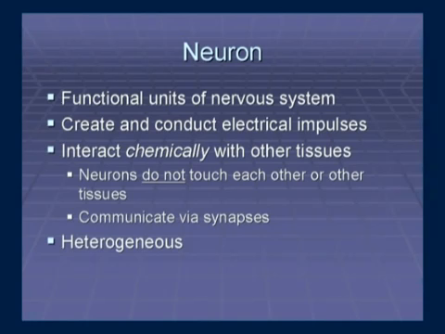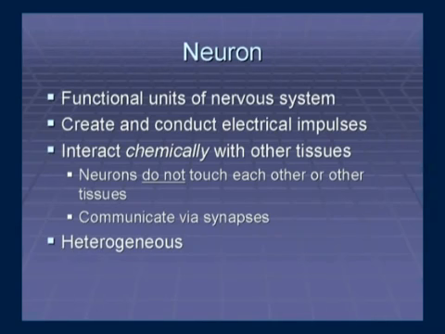Believe it or not, these neurons are not in continuity with each other. They're not touching each other at all. In fact, they don't even interact electrically with each other. They interact chemically with each other. They communicate via synapses, which we'll talk about a little bit later.